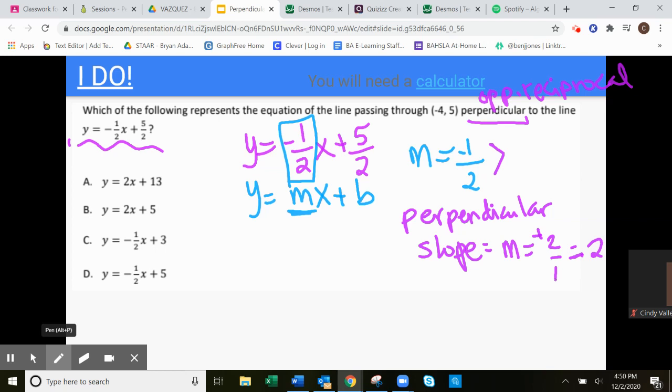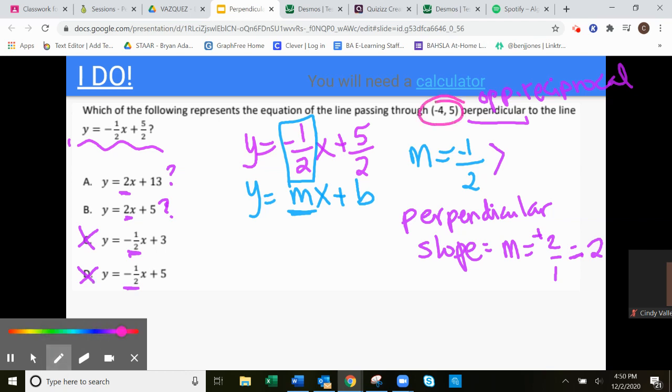So I go to my answer choices, and I see that a has a slope of 2, so that's a possibility. We see that b has a slope of 2, so that's another possibility. We see that c has a slope of -1/2, so that's definitely not it, and d as well. So our final step is to look at which of these answer choices is actually going to go through the given point, which is this one.